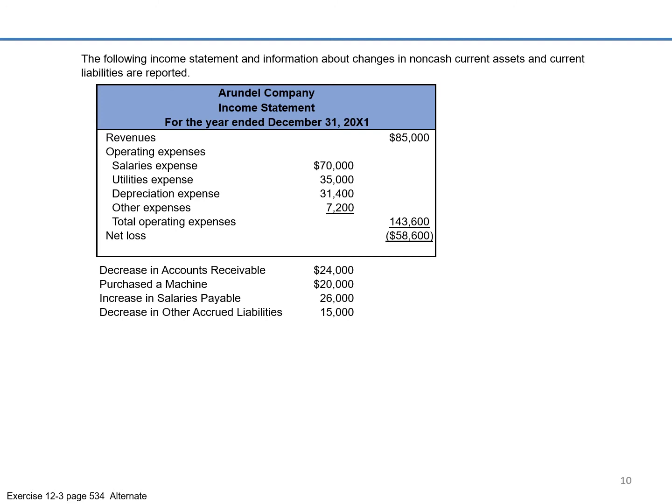All right, so this is the exact same problem, different numbers. Why don't you take a minute, compute the operating cash flow provided by or used in operating activities. And when you're finished, you can resume the recording and we can go through the answers.